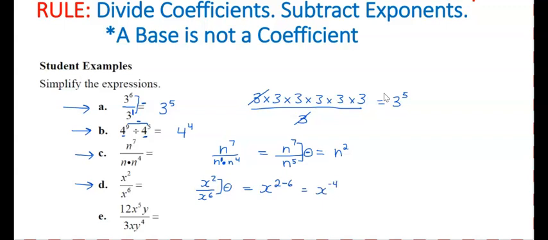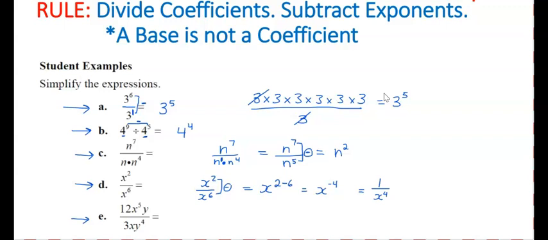Now this doesn't happen very often, and in polynomials we're not allowed to have negative exponents. If that happens, what you can do is you can pop that x down in a denominator. That will take away the negative. So the final answer here is actually going to be 1 over x to the power of 4. We hardly ever see this, but I guess it's good to look at in the student example.